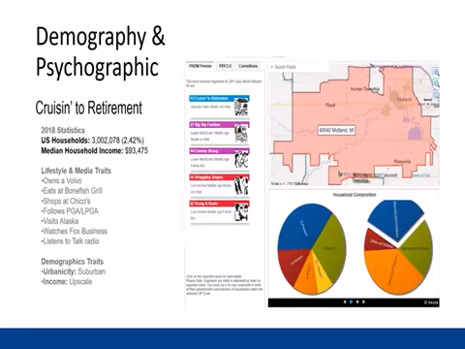This is Claritas, and Nielsen and some other companies do a lot of research, so they will survey a lot of people and come up with these profiles of people and then categorize them. So the cruise into retirement segment, there are about 3 million of them in the United States, which is about 2.4% of the whole population, and their median household income in the United States is about $93,000. So they have a pretty good income level.